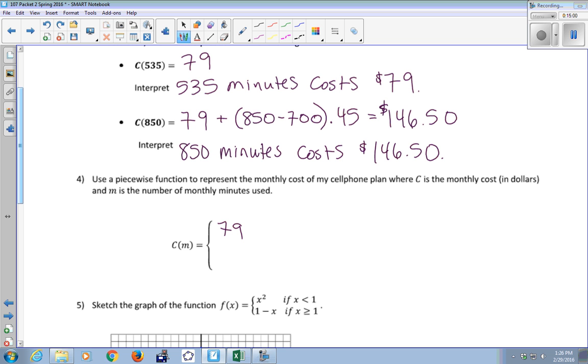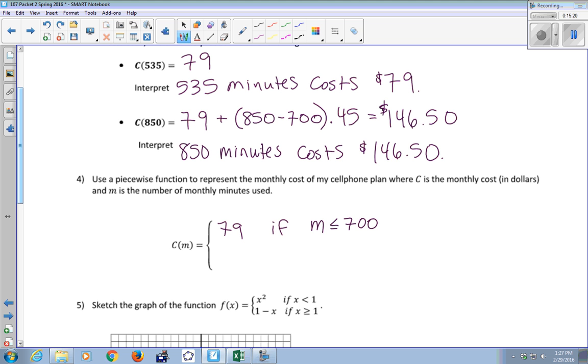Cost for m minutes is $79 if what? Super close. If m is less than or equal to 700. M is representing number of minutes. M less than or equal to 700. Good.